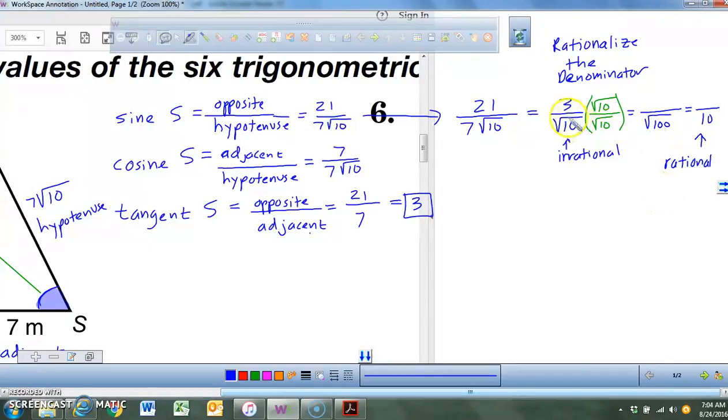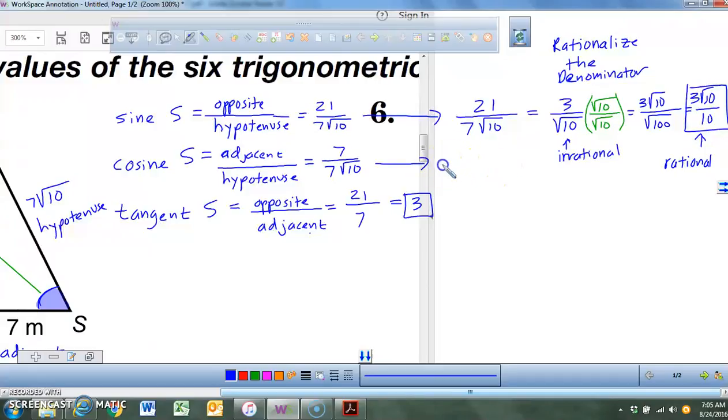Okay? So how do we multiply 3 times radical 10? Well, that's pretty easy. It's just 3. You stick the radical 10 next to it. Okay? So we have 3 radical 10 over 10, and that now is simplified, in an exact simplified form with radicals. Okay? So let's try another one.